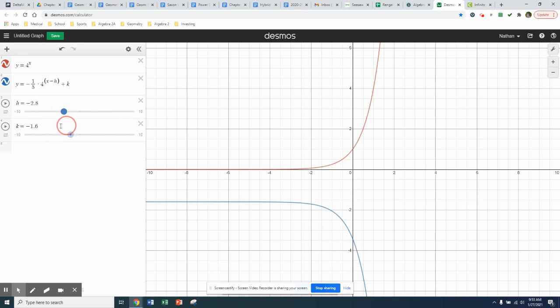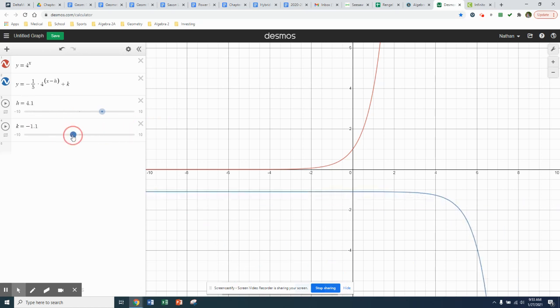So we can see those same type of ideas coming into play that we've had in the functions that we've been dealing with in the past. So there would be an h value of 4, which would move me 4 to the right, and a k value of -1, which is going to move me 1 down.